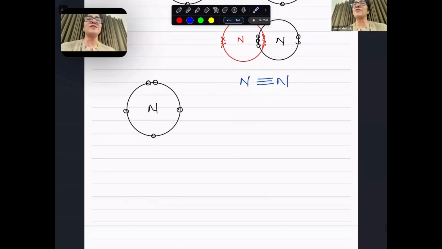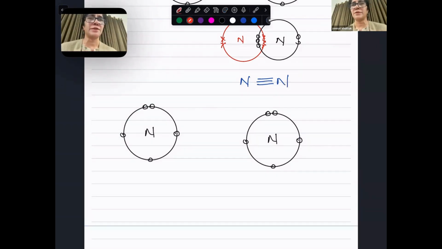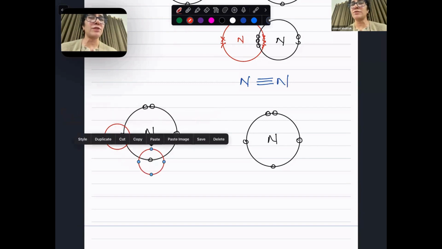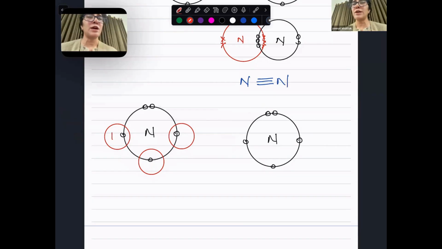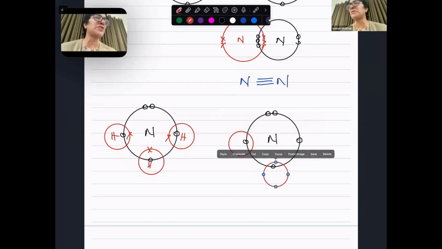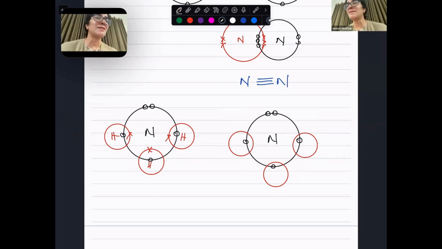Now, if the same nitrogen is making a bond with 3 hydrogens, because hydrogen can make just one bond. 1 hydrogen, 2 hydrogen, 3 hydrogen. That is NH3. And there is the possibility of any group 7 element. Any group 7, chlorine, bromine, NCl3, NBr3, it's like this.